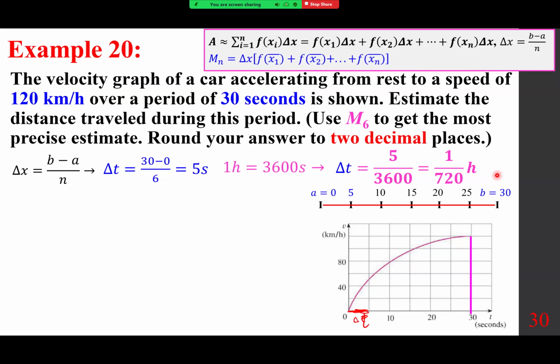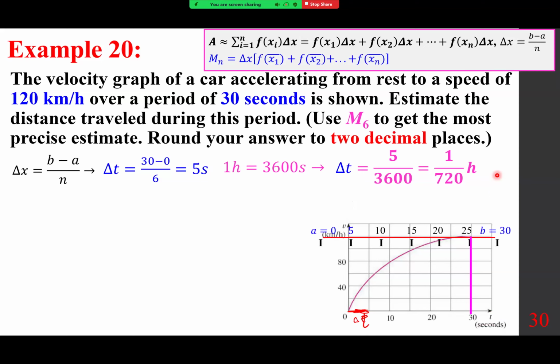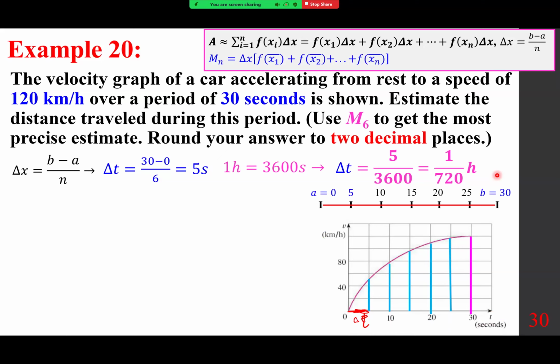Now, that means we want to cut this into 6 equal rectangular strips. We are going to use this formula, delta x times f of x1 bar, that means the midpoint, f of x2 bar, all the way to f of x6 bar. This is the general format. So where is the midpoint? The midpoint is here.